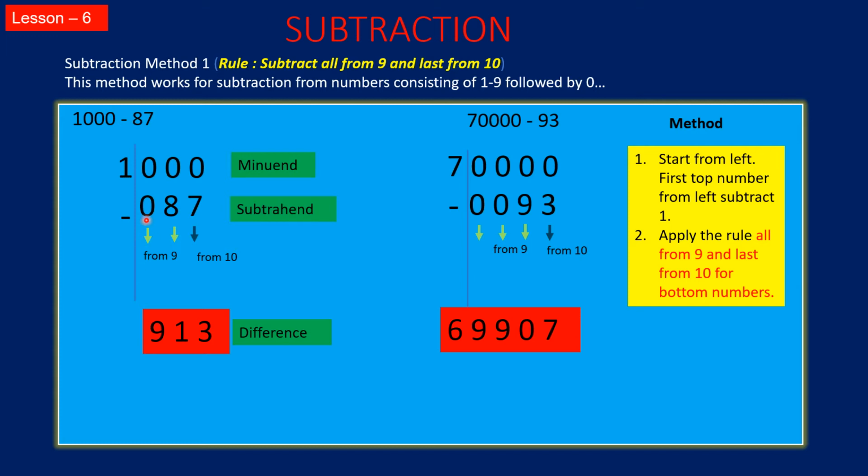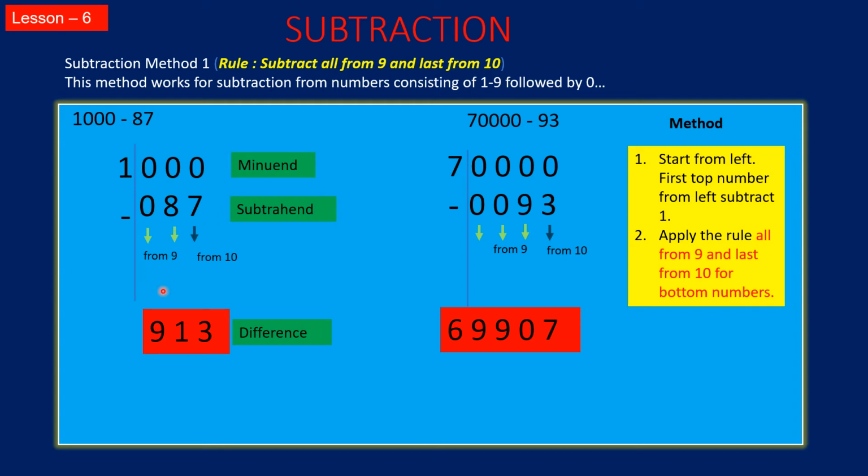And then for the rest of the numbers at the bottom, you apply the rule all from 9, last from 10. So here when we write 87, here there is no number, we can just simply write 0 here, right? So 9 minus 0 is 9, 9 minus 8 is 1 and 10 minus 7 is 3. So here we apply the rule all from 9, last from 10 for the bottom numbers.